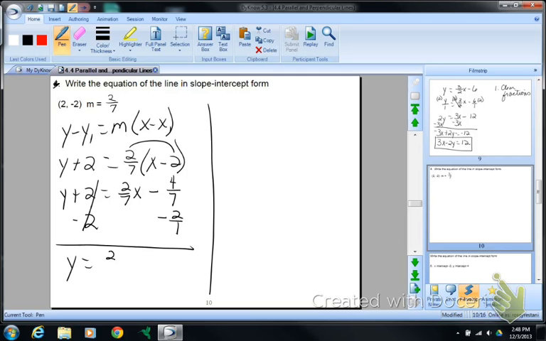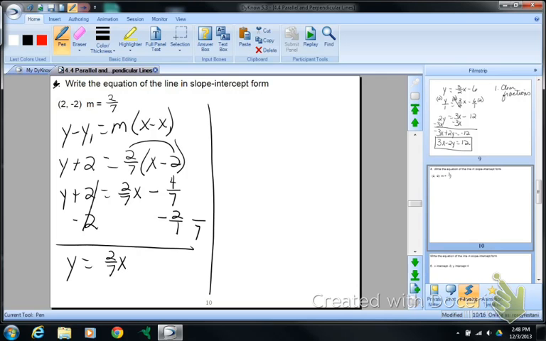Okay, now right here, I have to get a common denominator. Remember, adding and subtracting fractions, you have to get a common denominator. What's a common denominator of 7 and 1? 7. So the only fraction that I have to rename is my denominator down here.